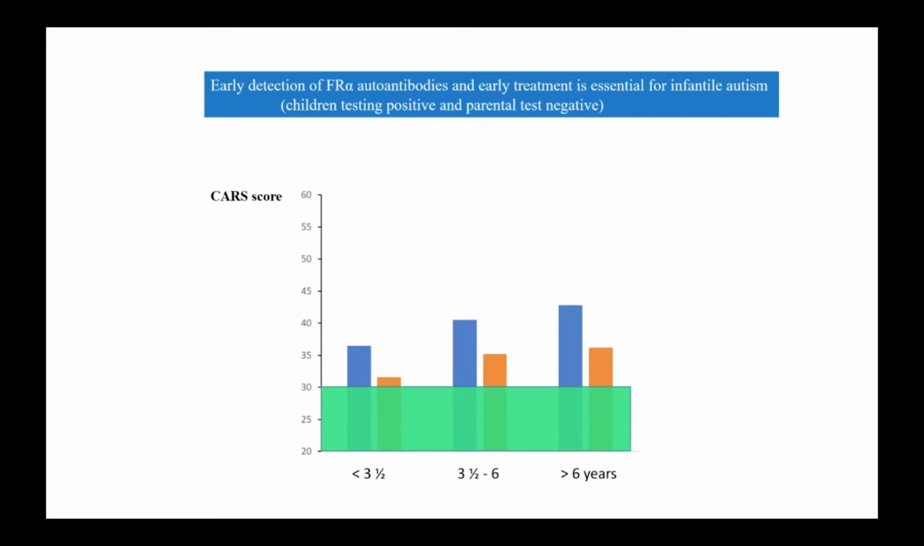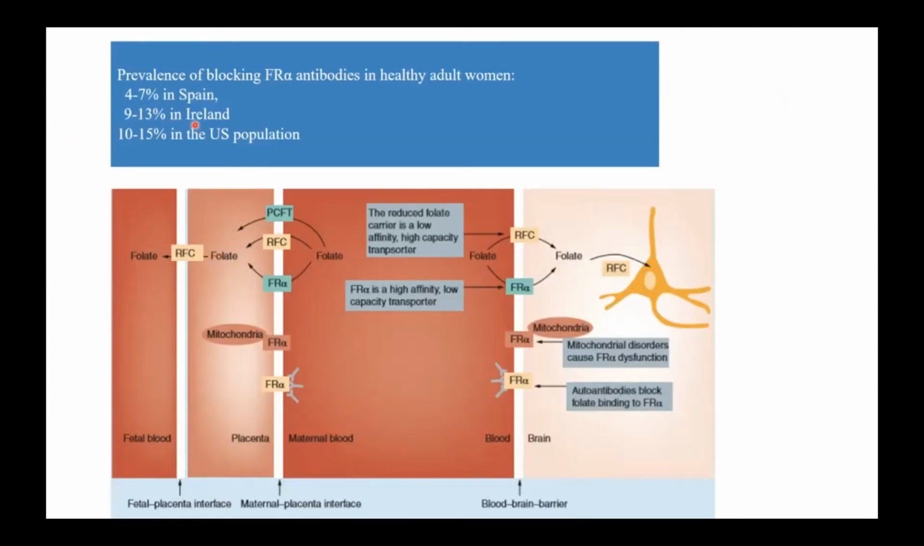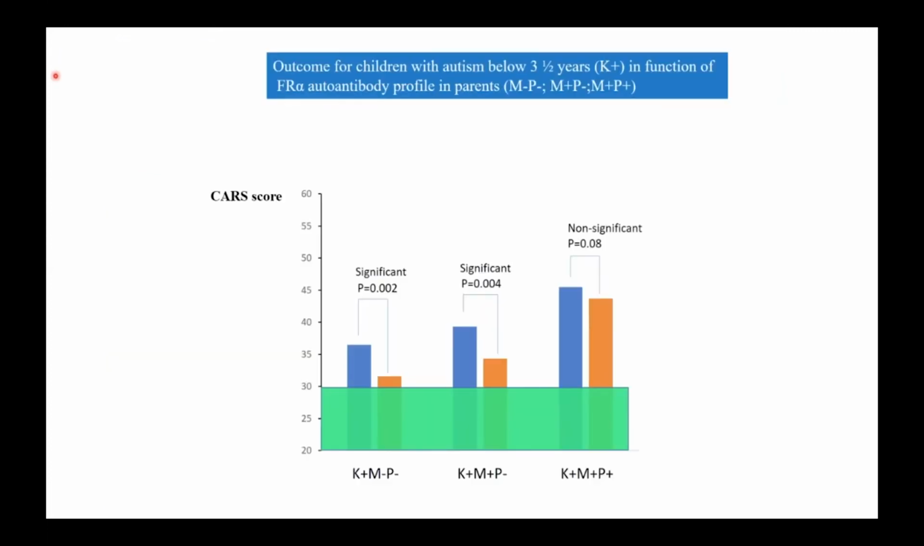And we knew that folate receptor antibodies in mothers would block the folate receptor alpha, which is the main site of transport of folate to the fetus, and you find these antibodies in 10 to 15% of the US population. So we selected young children below the age of 3.5 and compared them. When only the child tested positive, you see that there was a significant change.